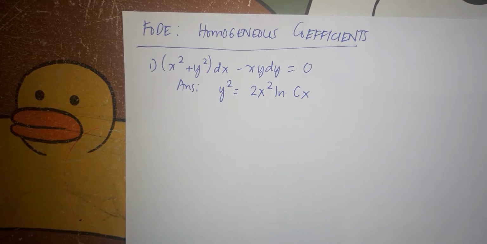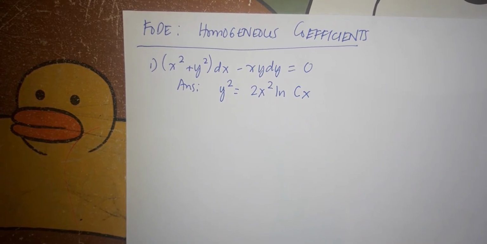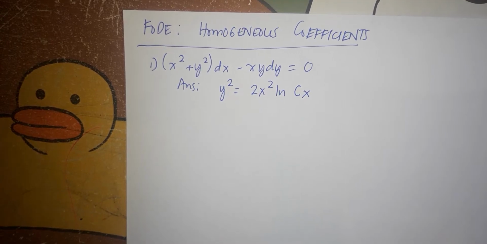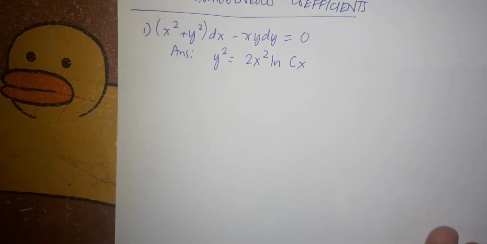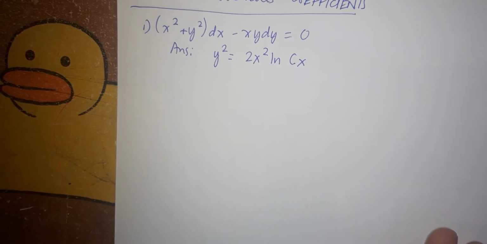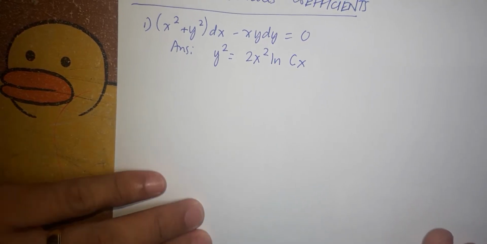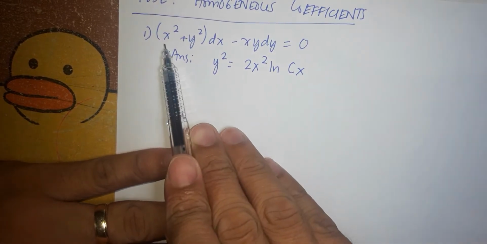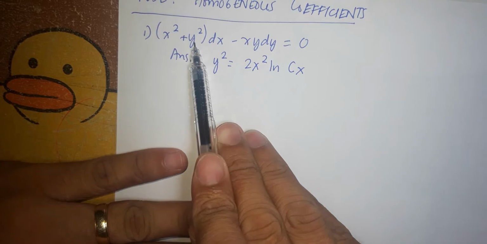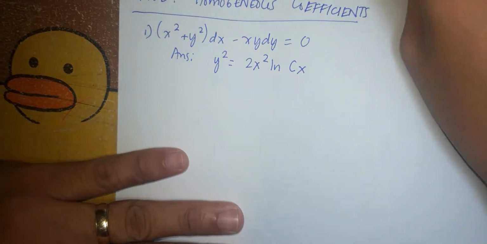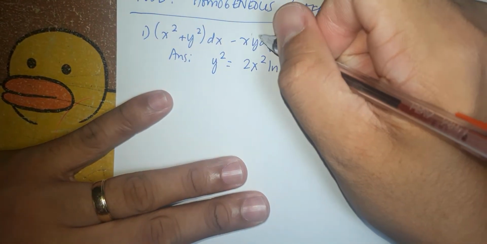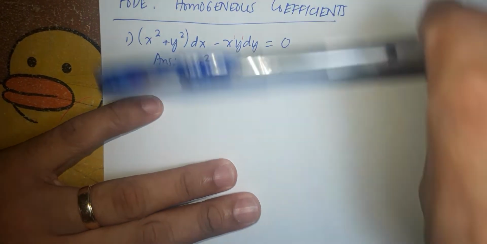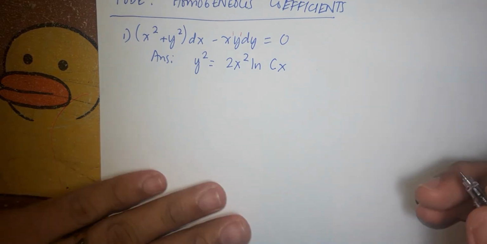Okay, let's solve more problems on first order differential equations with homogeneous coefficients. Again, coefficients are homogeneous if all the exponents are the same in every term. So our first term, x squared, is of degree 2. This one is degree 2. This is also degree 2 because the exponent of x is 1 and the exponent of y is 1. So 1 plus 1 is equal to 2. So that means the coefficients are homogeneous.